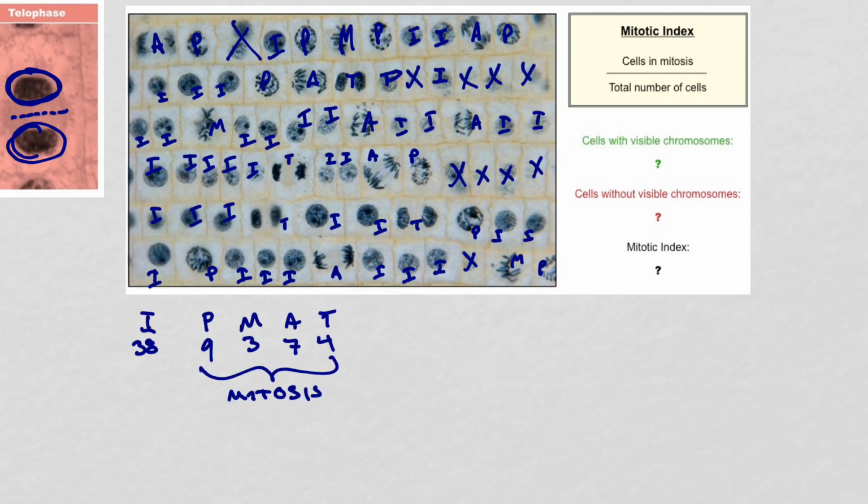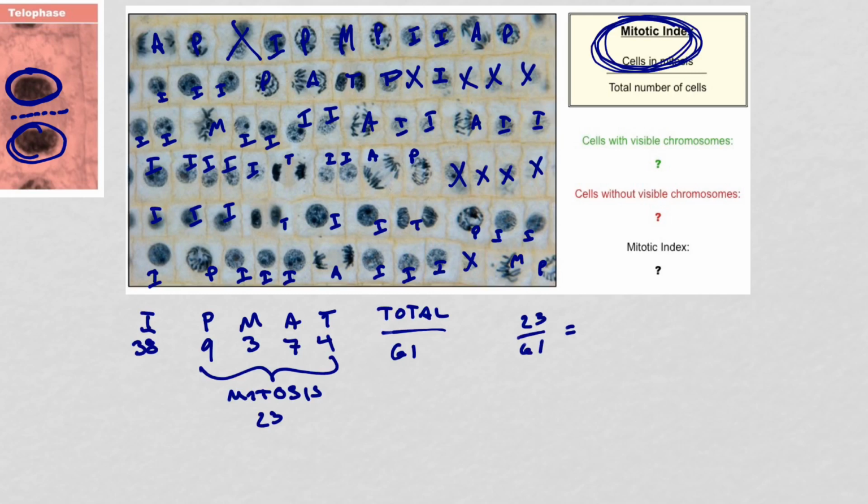So how many total cells do we have here? We've got 10, 19, 23, 61 total cells. So our total number of cells is 61. So what we can do now is create this thing called a mitotic index. In a mitotic index, we take the number of cells in mitosis, which is 23, and we divide it by the total number of cells. So 23 divided by 61.